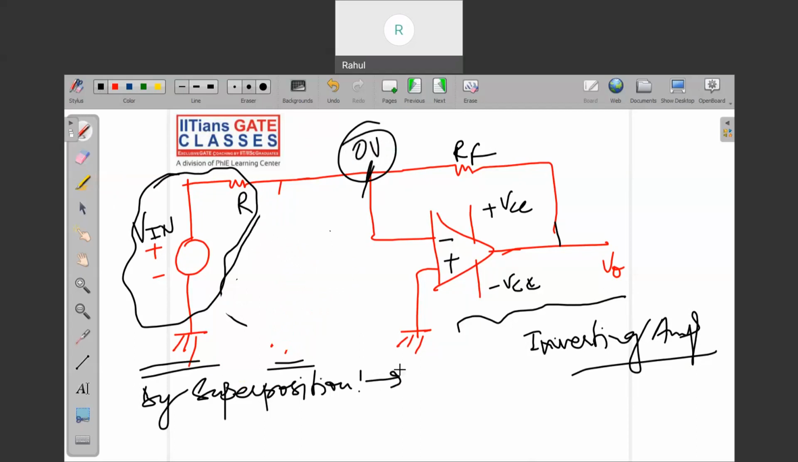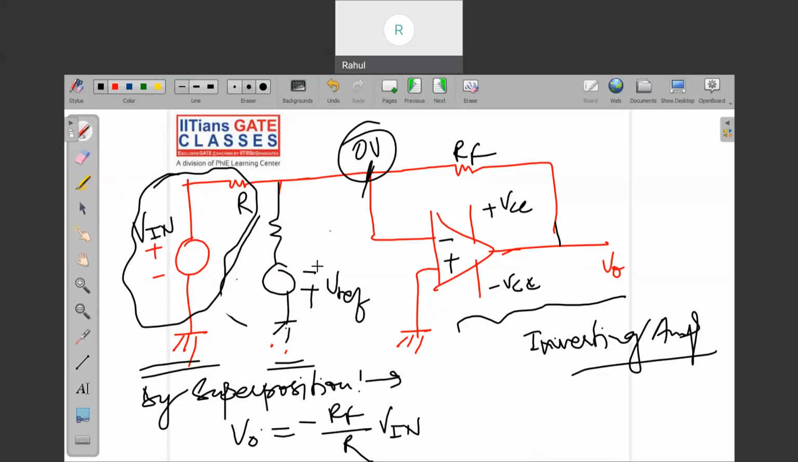So what is the output here? I'm writing the total output. V out will be what? Because of this V in, V out will be minus RF by R times V in, remember. And one more situation is given. This is basically minus to plus, Vref. Remember this, minus to plus, right?